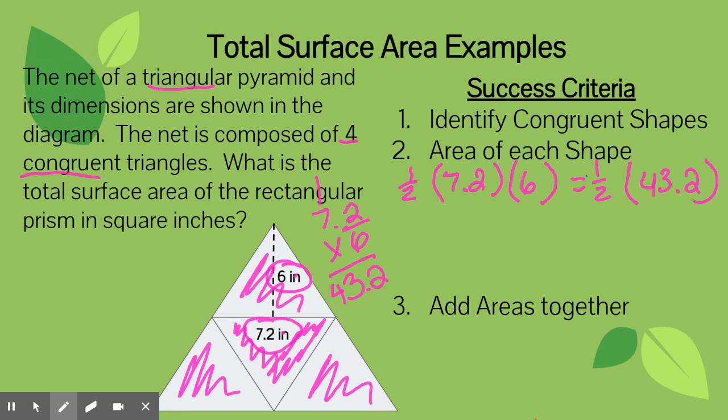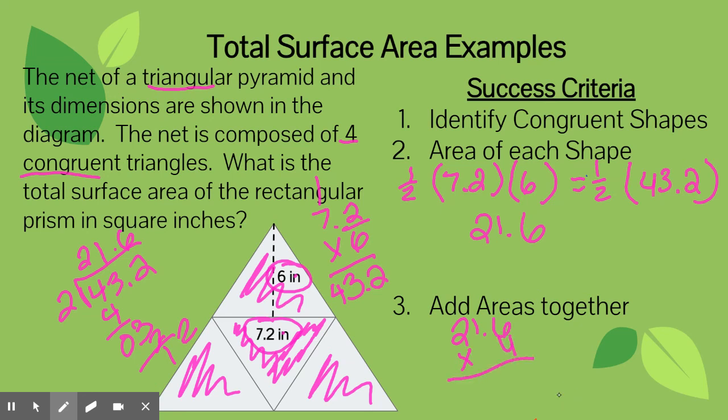Okay, so I'm going to divide that in half. So 2 goes into 43.2. 2 goes into 4 twice. That's 4. 2 goes into 3 once. That's 2. And 2 goes into 12 6 times. So that's 21.6. Okay, and all I have to do is multiply that by 4, because I have 1, 2, 3, 4 triangles to get my answer. 6 times 4 is 24. 4 times 1 is 4, plus 2 is 6. 4 times 2 is 8. 1 decimal, so 86.4 inches squared is my answer.